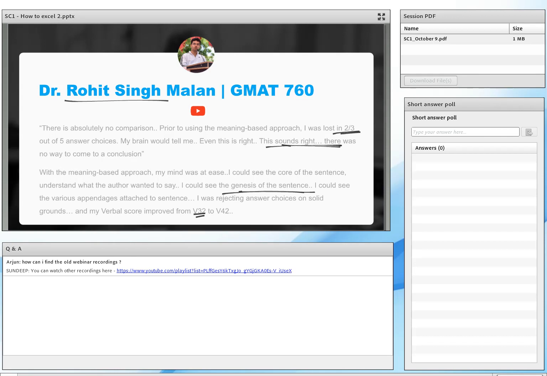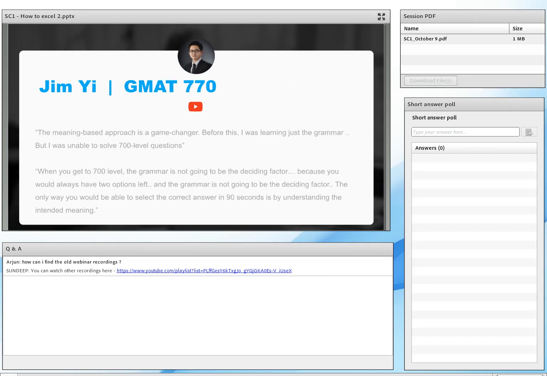As a result, he was able to choose answers more confidently and get to a 96th percentile on GMAT verbal. He actually saved time as well. Why? Because when you're not confused, you get to answers faster. There's another student. Rohit got an admit from Kellogg. Jim secured admits from Columbia as well as Booth. He's currently studying at Booth.